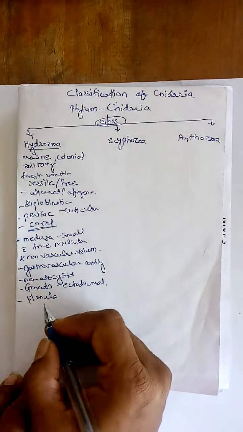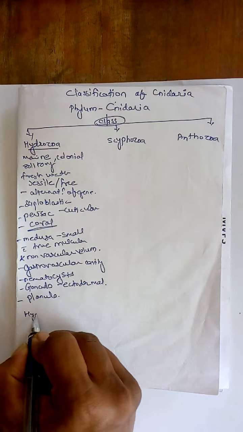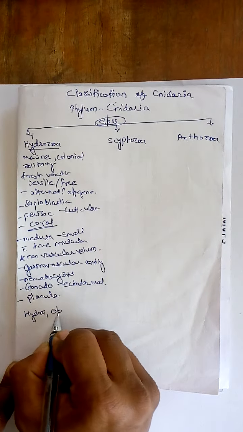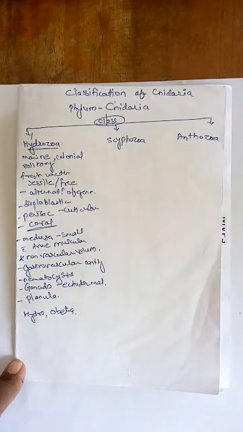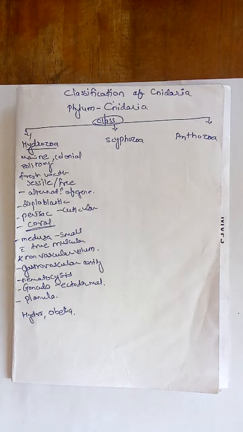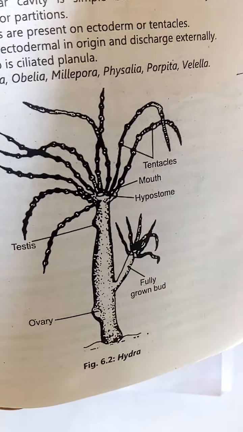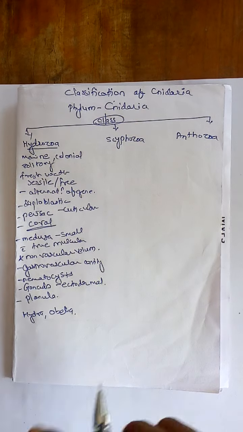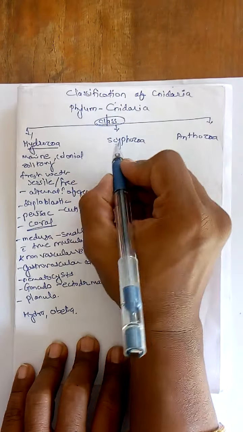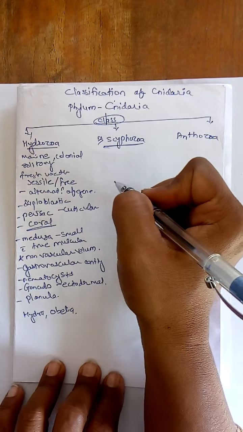Now which are the examples from the Hydrozoa? Hydra is an example, and Obelia is an example. Already you know the structure of the Hydra. Now we start with the second class, the class Scyphozoa.